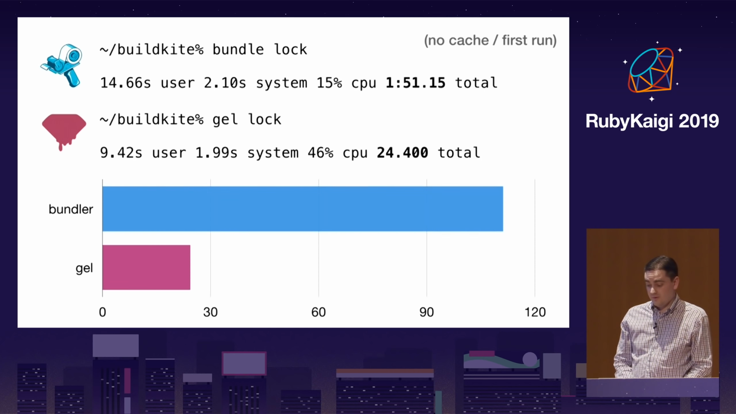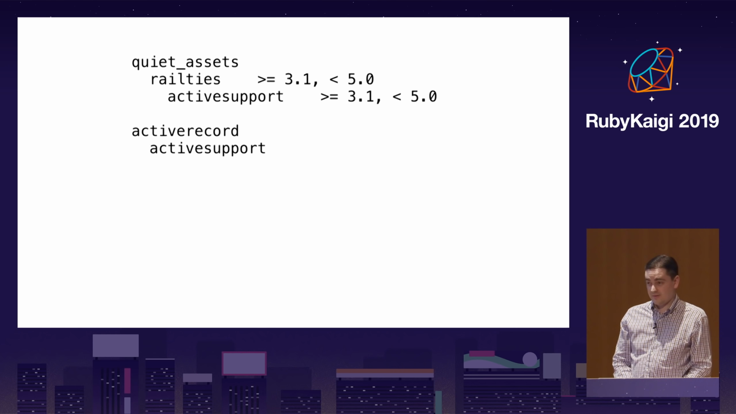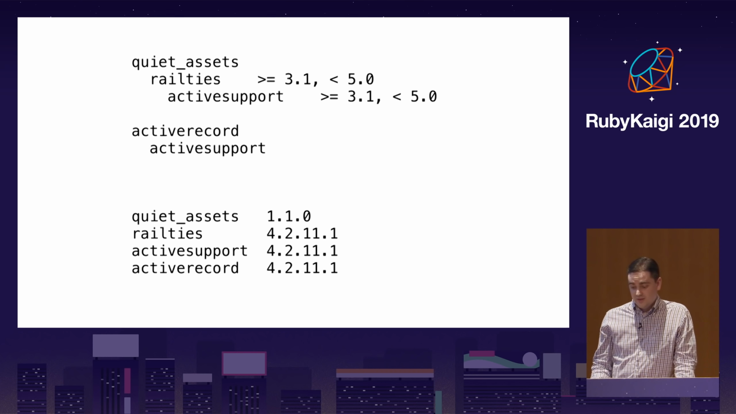But there is another way lock resolution can get slowed down. Sometimes we can have a very small Gemfile that is just hard to solve. 2 gems and all the recent versions of one are incompatible with the other. In this example, quiet_assets is only compatible with Rails 3 and 4. The correct solution is to use the latest available version of quiet_assets and the last 4.2 release of Active Record.